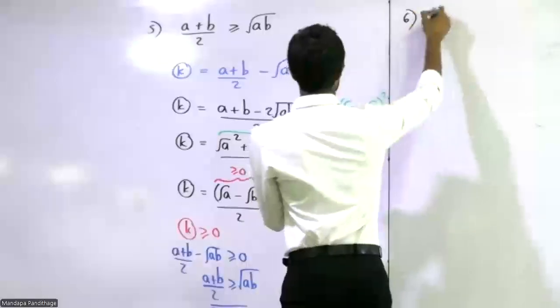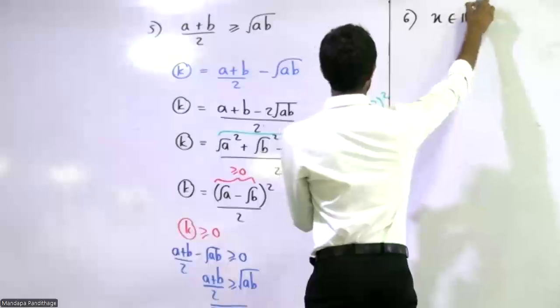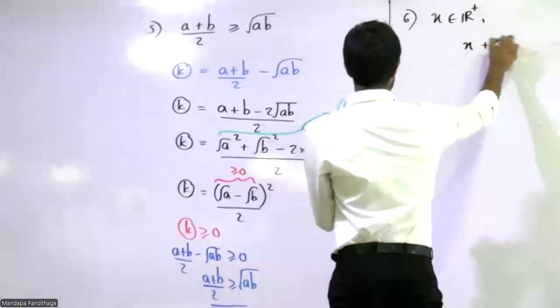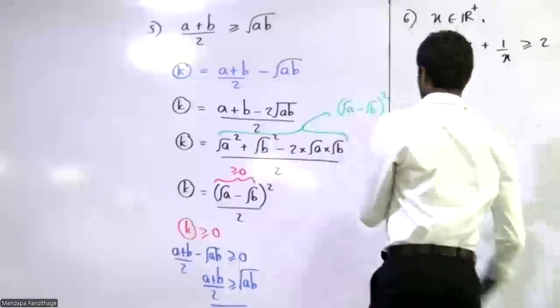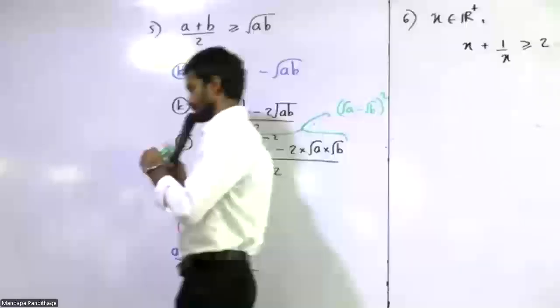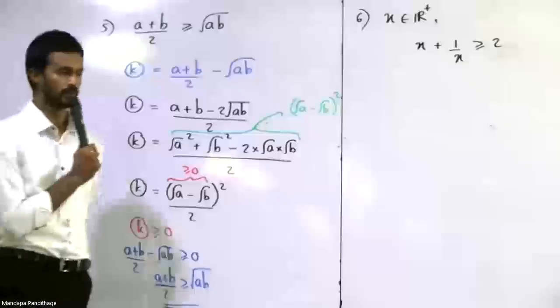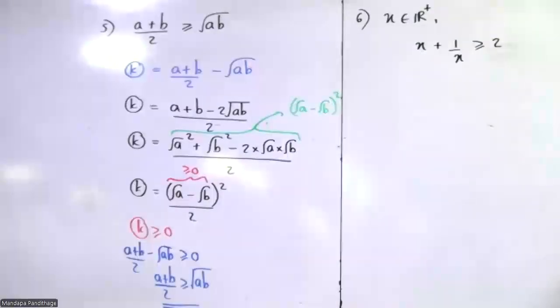They have given x is a positive real number. Special case, it's a positive real number. We are supposed to show that x plus 1 over x is greater or equal to 2. Do the same thing. You can easily do it. You take all the terms to one side and take a common denominator. You end up with the answer.